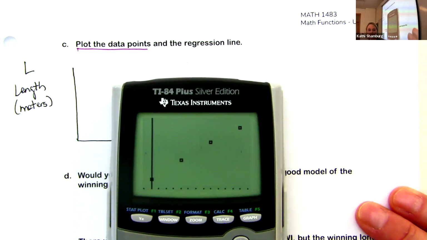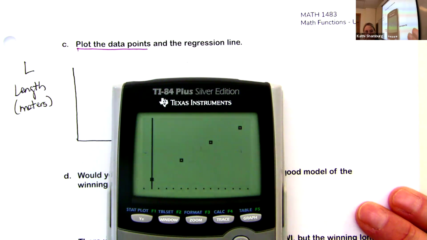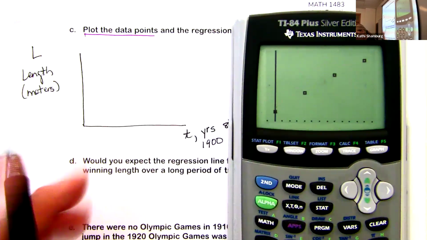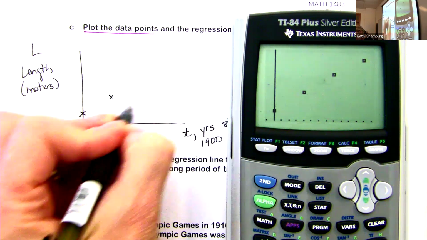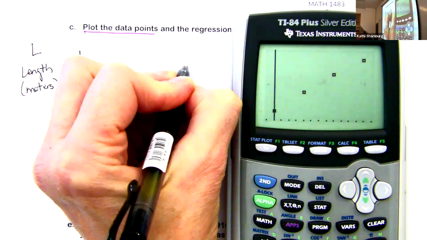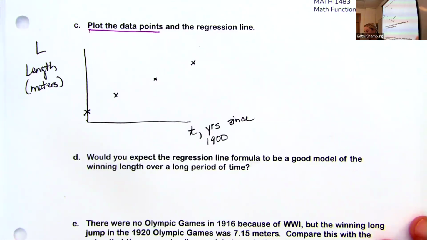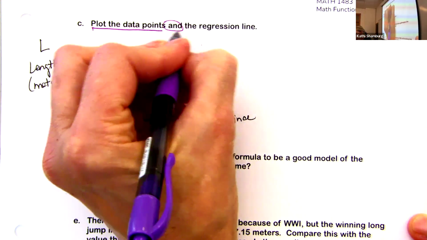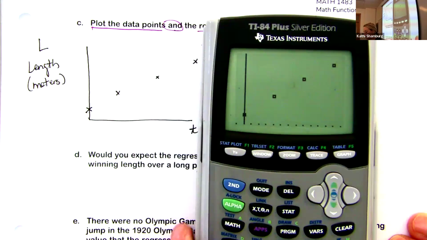All right, so I have 4 ordered pairs. Those look more linear than the last one. This one does look like it's down a little bit. Here. Looks like it goes up a little bit and down. Maybe something like that. Looks pretty linear. More so than the other one. Okay, so we've plotted the data points. And now we want the regression line. So where do I go?